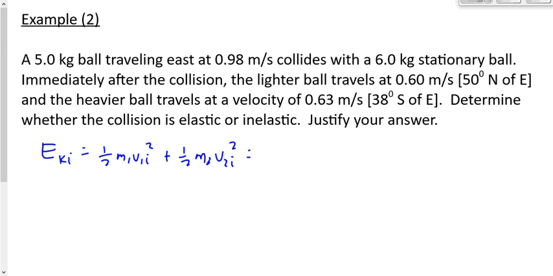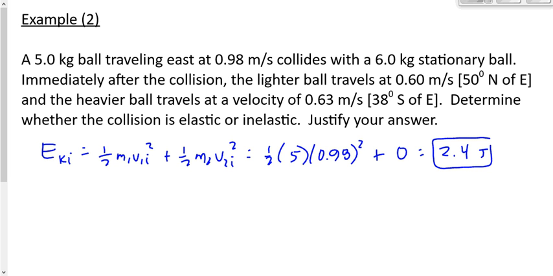If I was using momentum for this, which I would have to if I didn't know what the final velocity was, then I've got to pay attention to the vector nature of it. But for kinetic energy, I don't. One half of 5 times 0.98 meters per second squared, plus, well, the second one's at rest, so its kinetic energy is 0. I do the math there, I get 2.4 joules. To 2 digits, 2.4 joules.